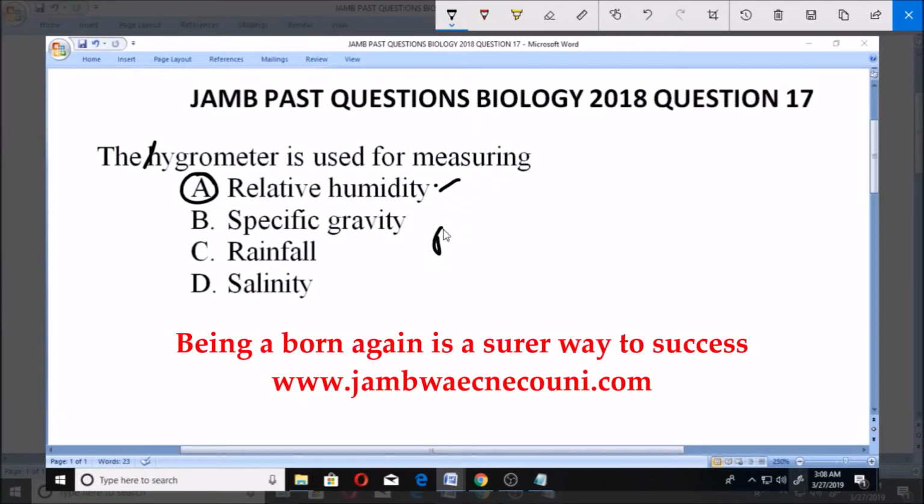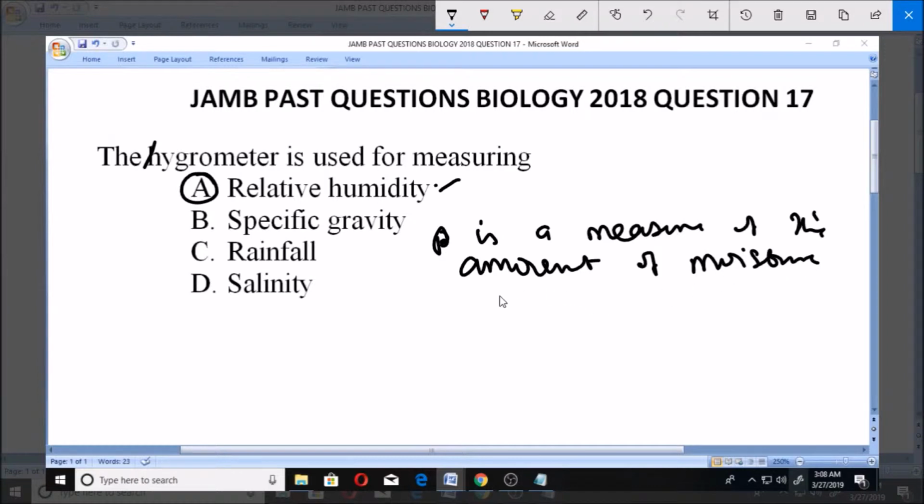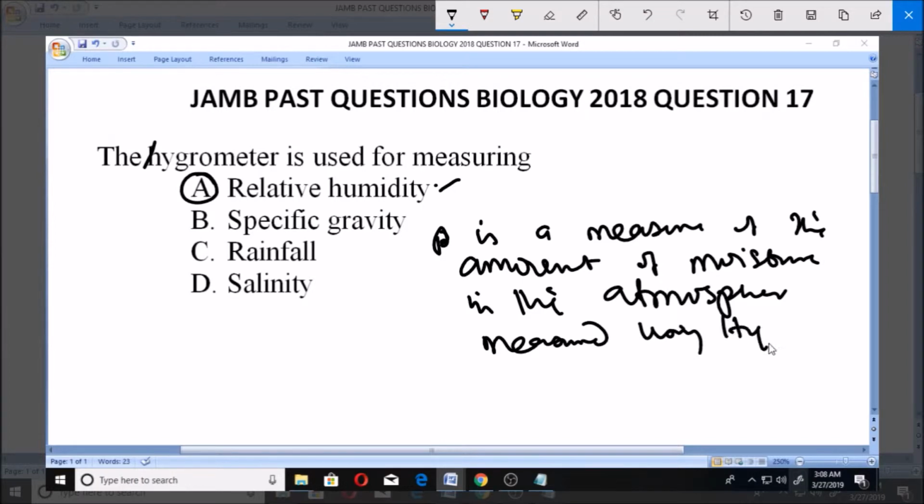Now, what is this relative humidity? Relative humidity is the measure of the amount of moisture. So whenever you measure the amount of moisture in the atmosphere, then you say you're measuring relative humidity. So that is what relative humidity is, and it can be measured using a hygrometer. That's what you use in measuring relative humidity.